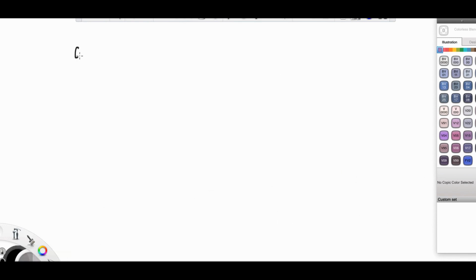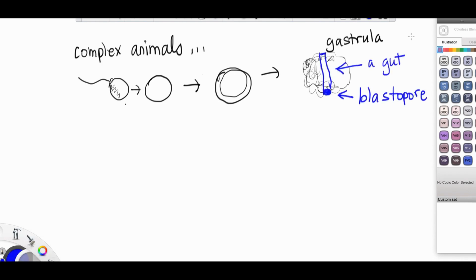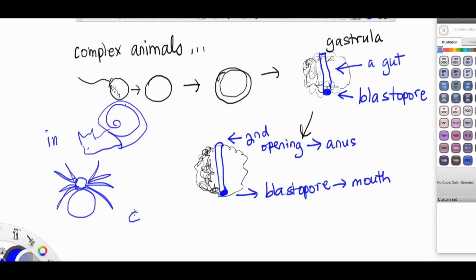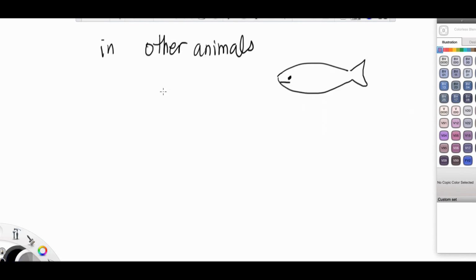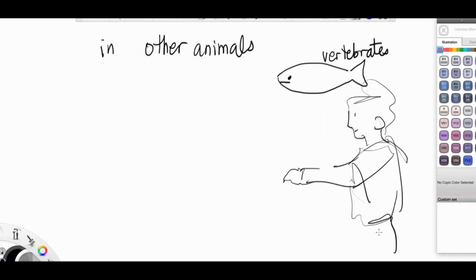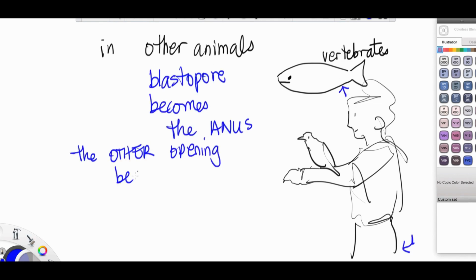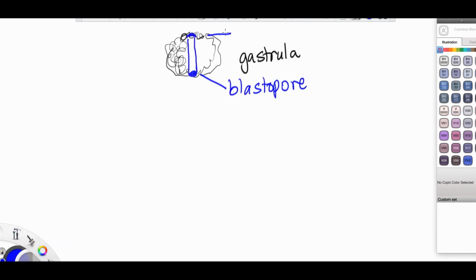In more complex animals, when the gastrula forms a blastopore and a gut, it eventually forms a second opening. And this second opening eventually becomes the anus of the animal. This is true in mollusks, in arthropods, in earthworms, and in other invertebrates. In other animals, such as vertebrates, the story is different. The blastopore becomes the anus, and the other opening is the one that becomes the mouth.